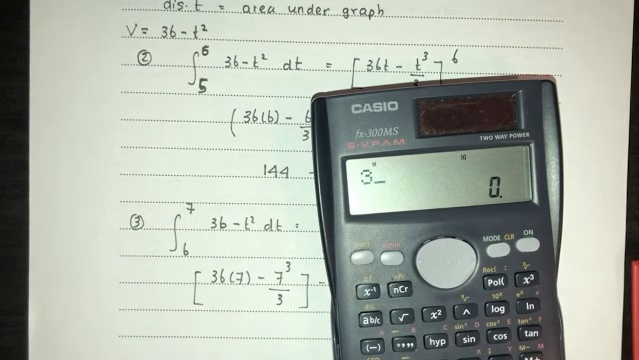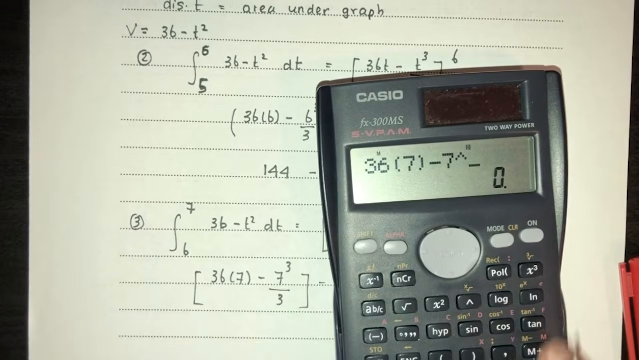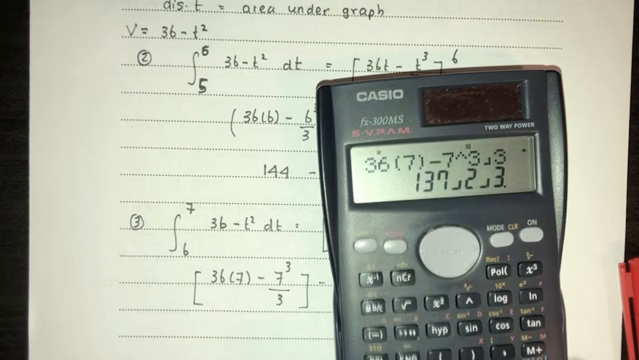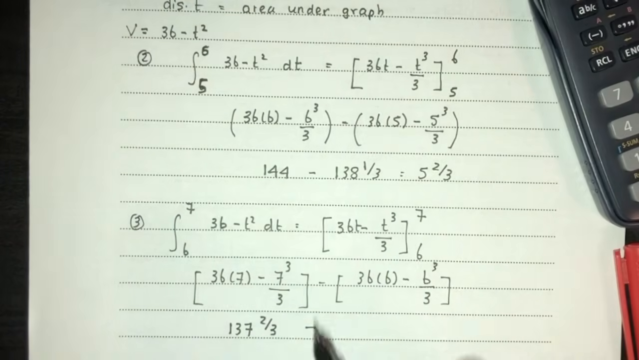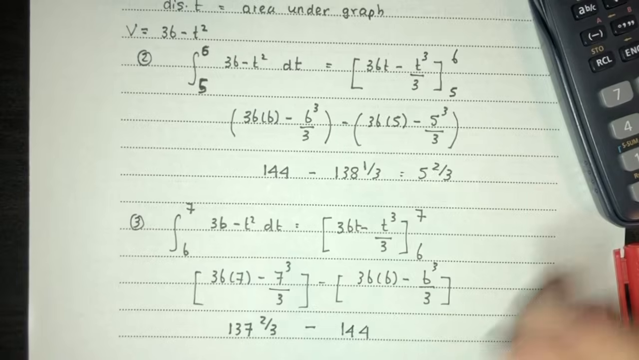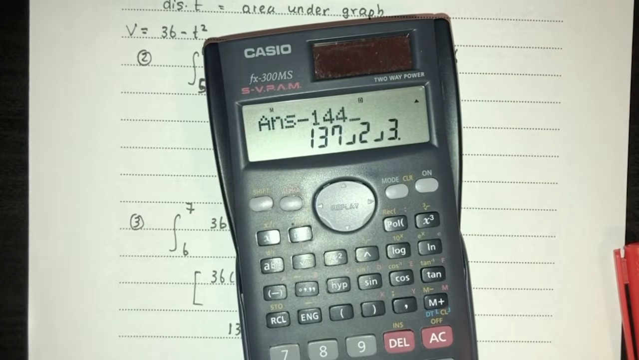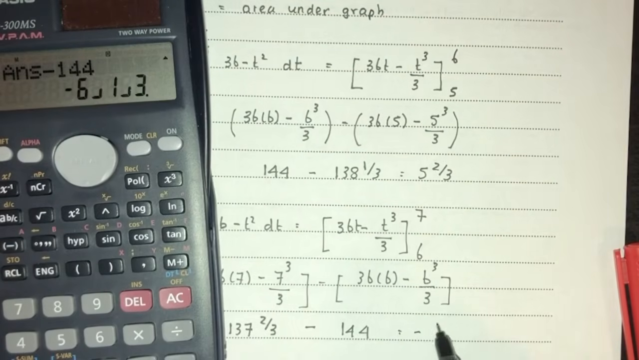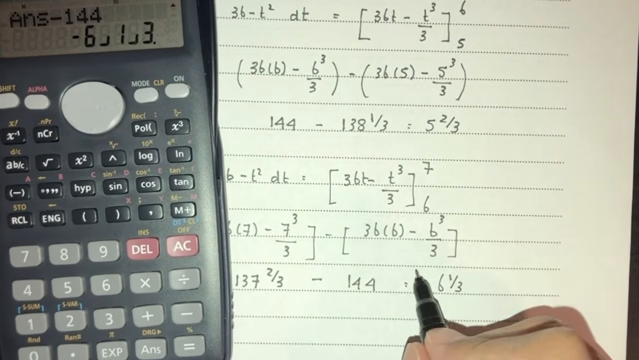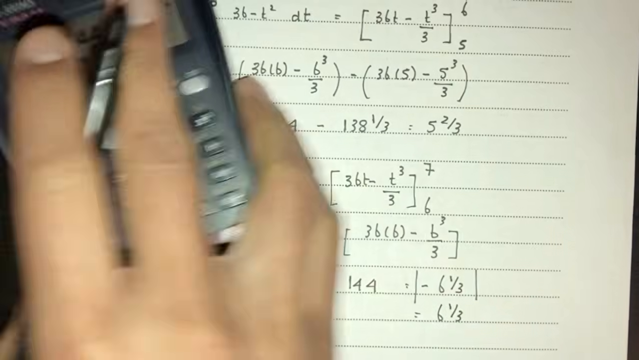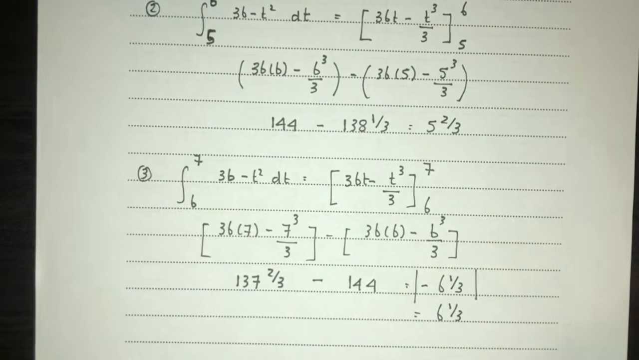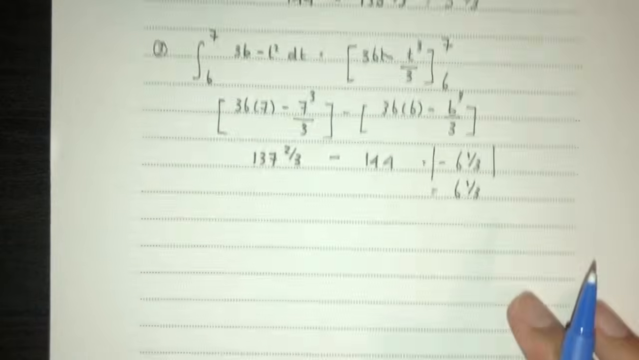So for the first one, minus 7 cubed over 3, that is 137 2/3, minus this, which is the same as before, 144. 137 2/3 minus 144 will give you minus 6 1/3. Now because we are trying to find the distance traveled, it is a scalar quantity, so we will take the positive value of this. Okay, so finally we have all the things that we need to find the distance traveled.